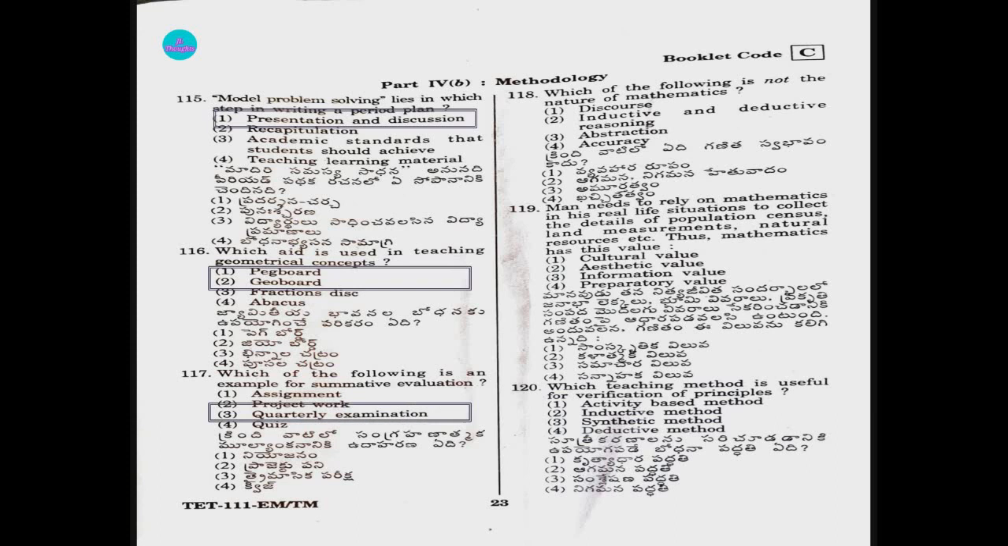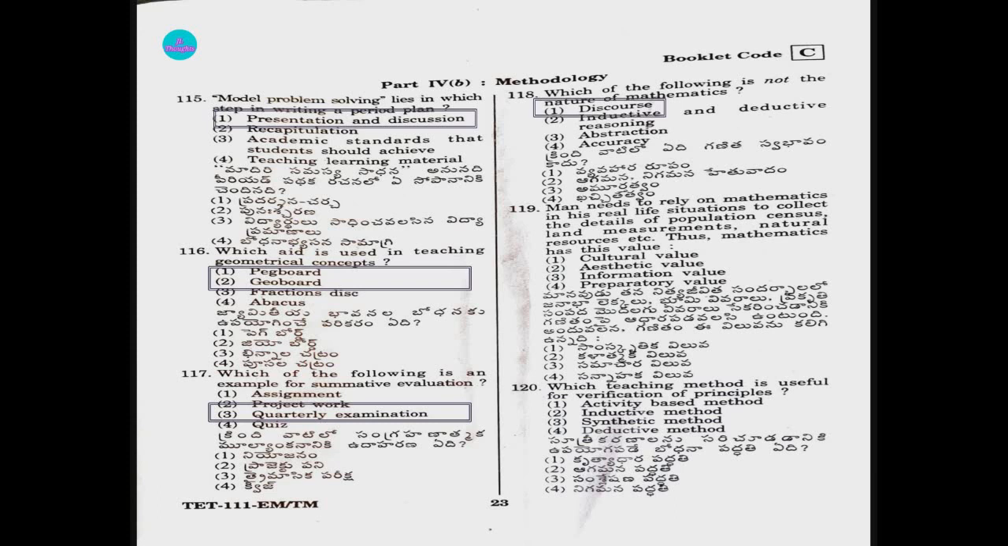118. Which of the following is not the nature of mathematics? 1, discourse. 2, inductive and deductive reasoning. 3, abstraction. 4, accuracy. I think we can say inductive and deductive is the nature of mathematics. Abstraction is also a nature. Accuracy is also a nature. Which is not a nature? Discourse.